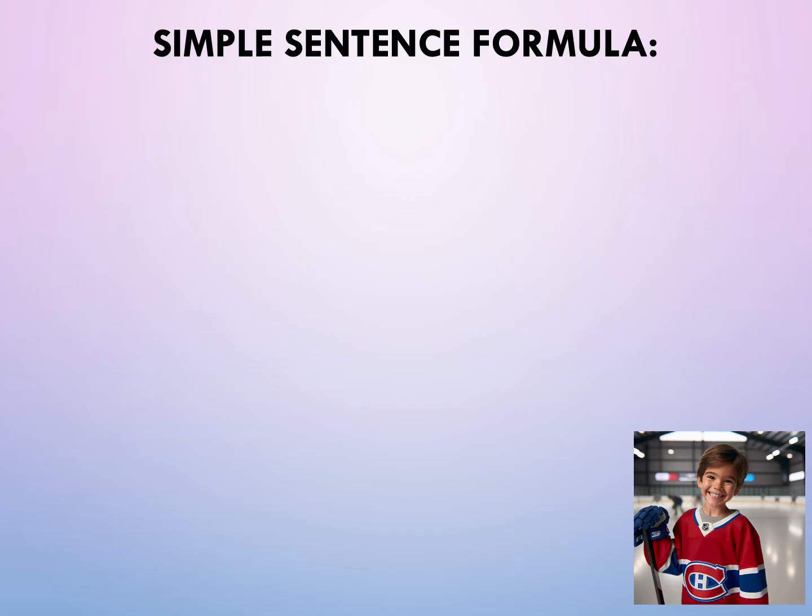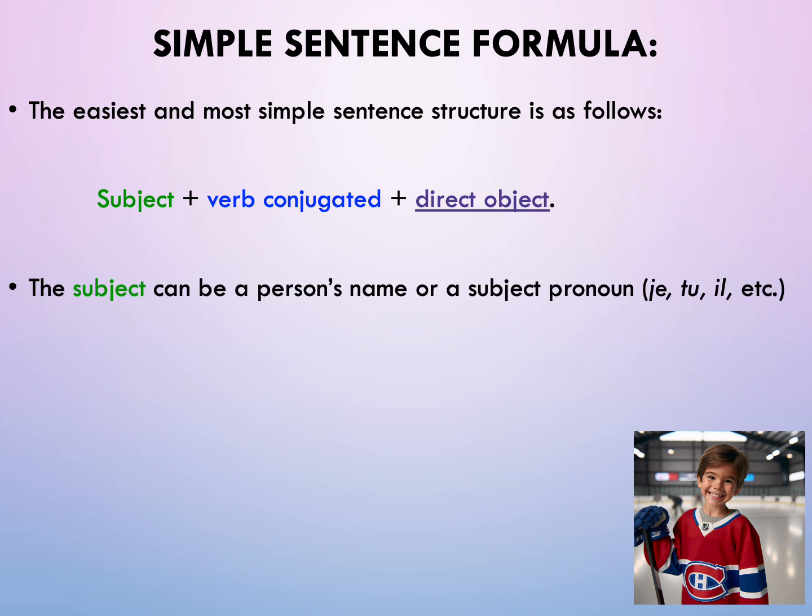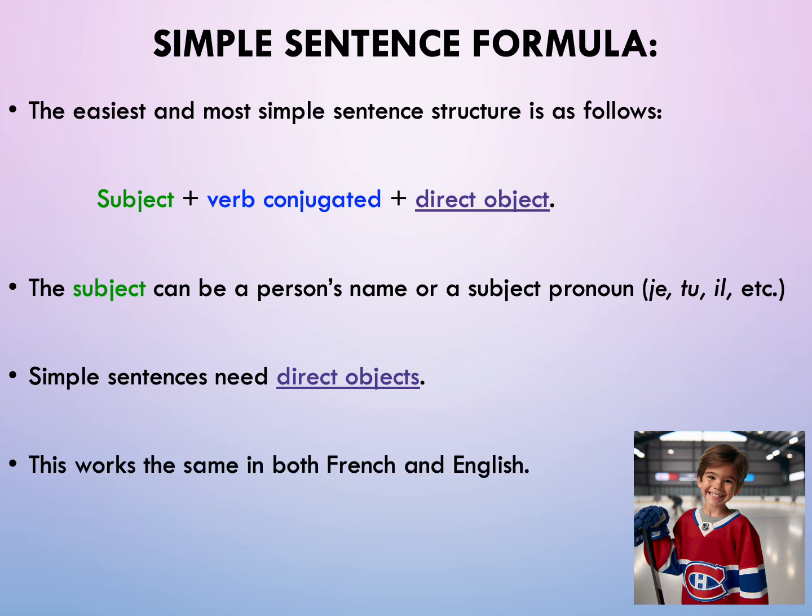Simple sentence formula. To make a simple sentence in French, the easiest and most simple sentence structure is as follows: subject plus verb conjugated plus direct object. The subject can be a person's name or a subject pronoun, je, tu, il, etc. Simple sentences need direct objects. This works the same in both French and English.